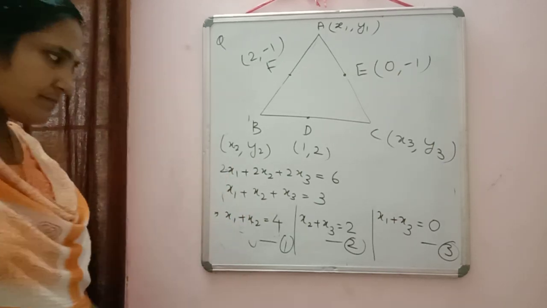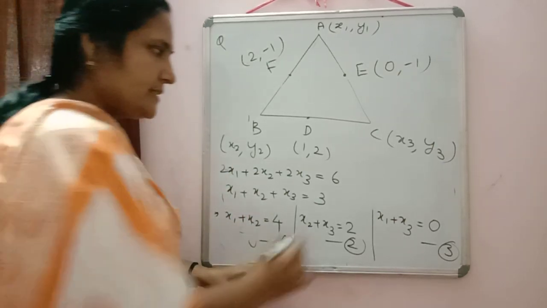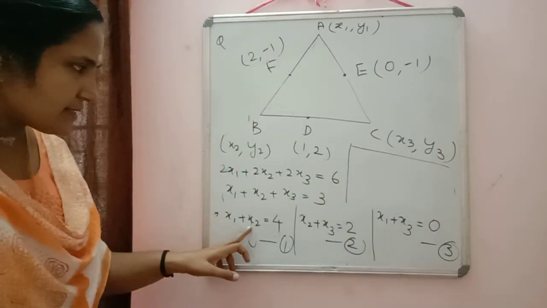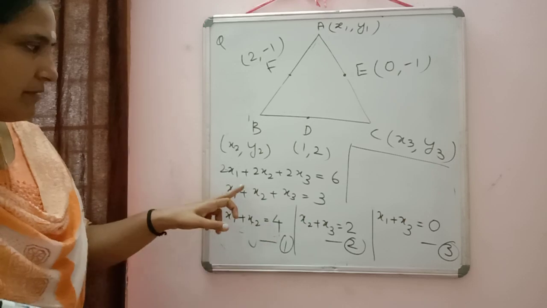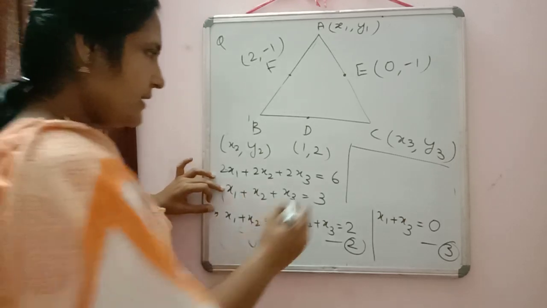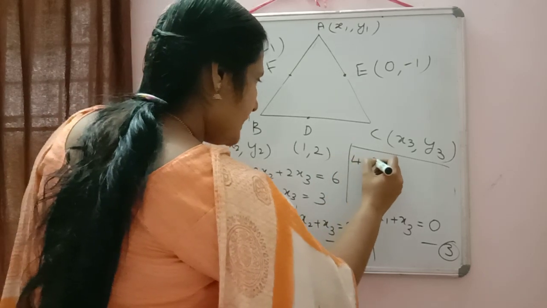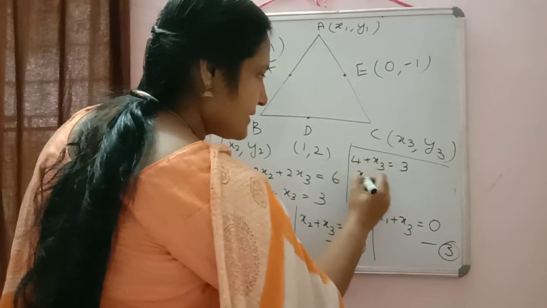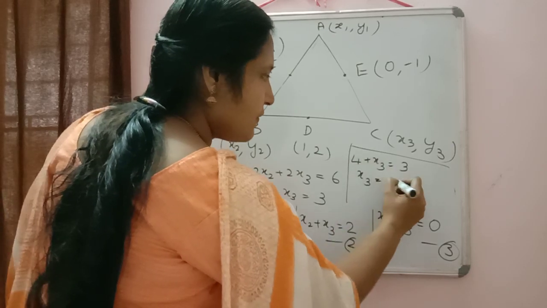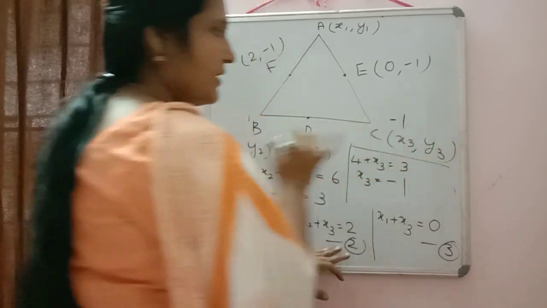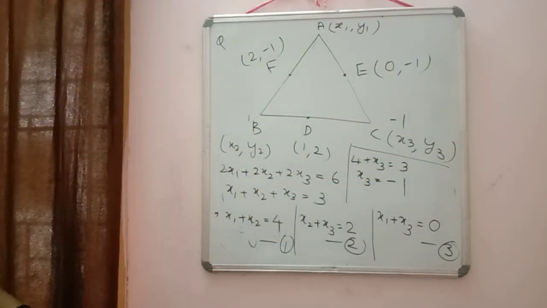How will we do it? From the first equation, what is the value of x1 plus x2? 4. Now we will substitute the value of x1 plus x2 here. So it will be equal to 4 plus x3 is equal to 3. So we will get x3 is equal to 3 minus 4, minus 1. I am writing the value here only. We got x3 is equal to minus 1.